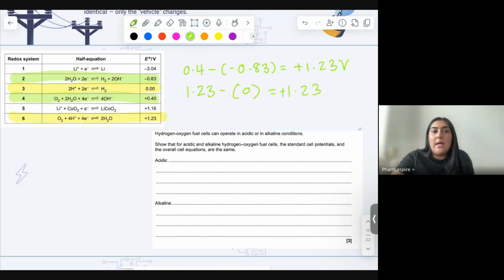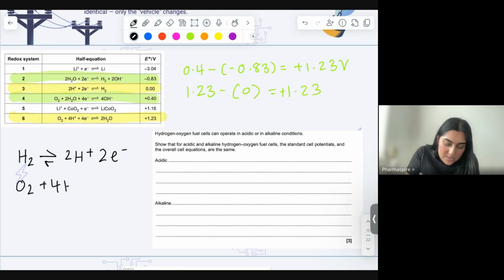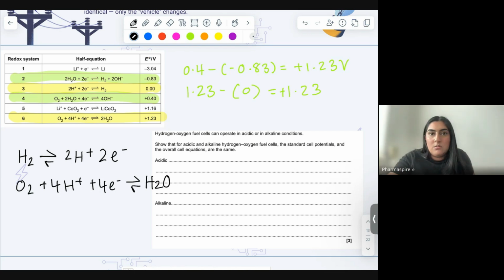Now we need to show that the acidic has the same overall equation. So let's do it. If we look at the acidic, the more negative one is 3, right? So we can reverse that. I would rewrite that and reverse it as H2 gives you 2H plus plus 2e minus. And then we've got 6, that is the most positive one, we don't need to touch it. O2 plus 4H plus plus 4e minus gives you 2H2O, right? What do I need to do?